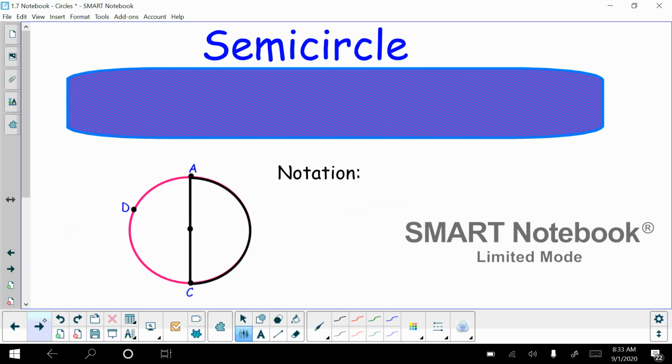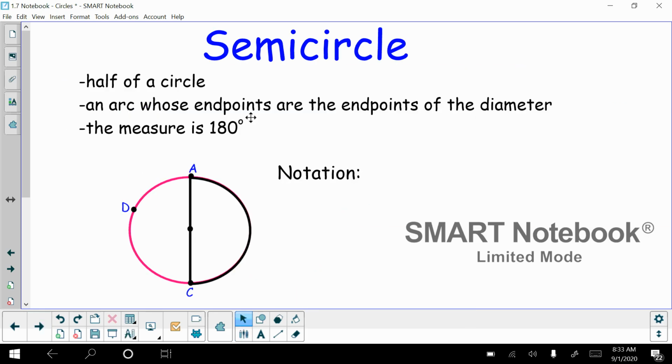So there's different types of arcs. The first type of arc is called the semicircle. Okay, this is half a circle. It's an arc whose endpoints are the endpoints of the diameter. So the endpoints of the diameter are the endpoints of the arc. So we have this pink arc that I'm going to highlight again in pink. That's a semicircle. Over here, that's a semicircle as well in blue.